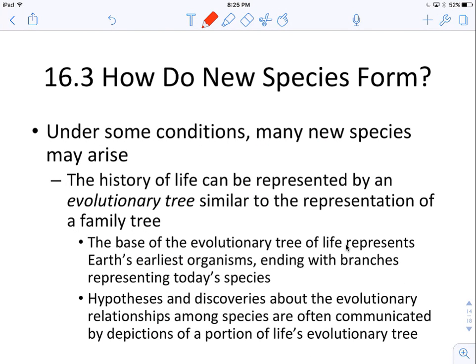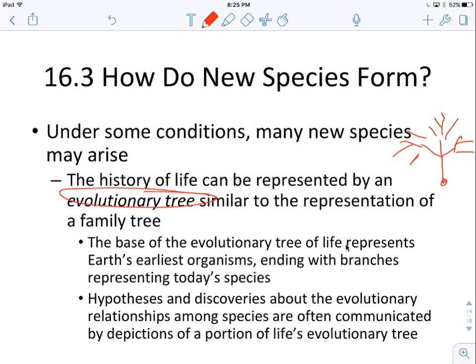So let's look at how we document the formation of new species. We use these things called evolutionary trees. We'll have a diagram in a minute, but the history of life is represented by an evolutionary tree, and it's similar to what you have probably seen of a family tree. You'll have a common ancestor here, and then you go up, and then you have the siblings, and those siblings have children, and you get the tree of life.